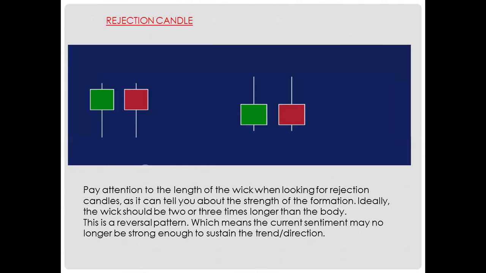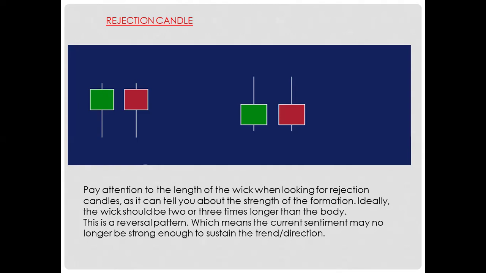In a rejection candle, what is required of you as a trader is to pay attention to the length of the wick when looking for rejection candles, as it can tell you about the strength of the formation, the strength of the candle. When there is a long wick with a small body, what is it indicating? Ideally, the wick should be 2 or 3 times longer than the body. So we want to see a little bit of a body, not just a small body. Small body with the pin bars.